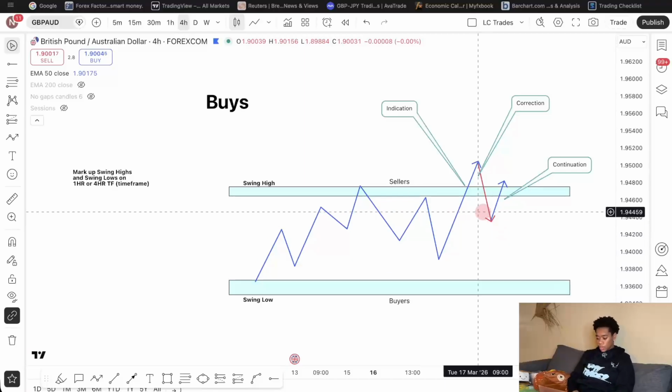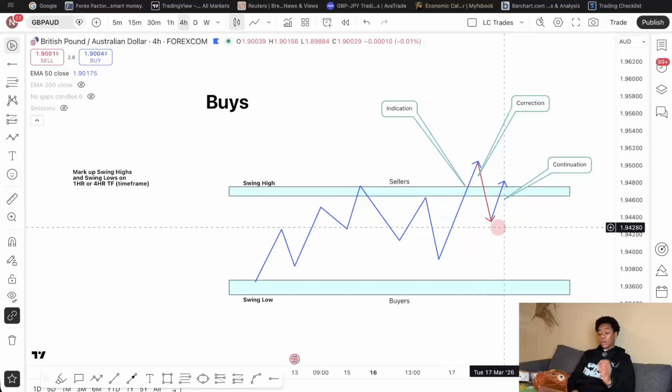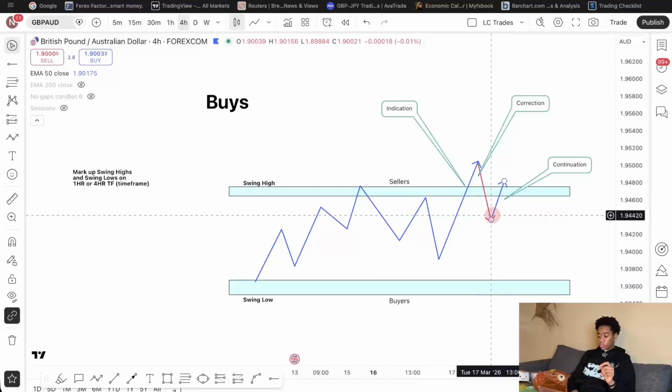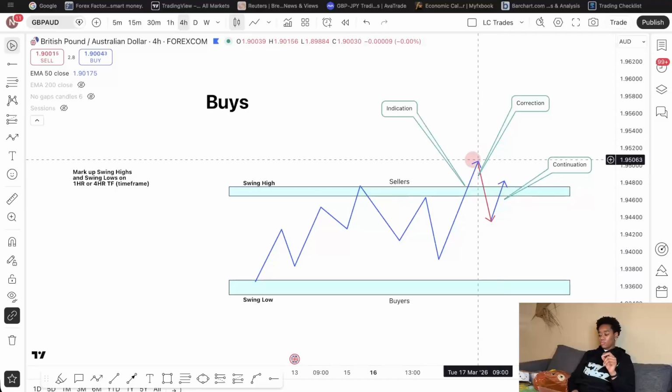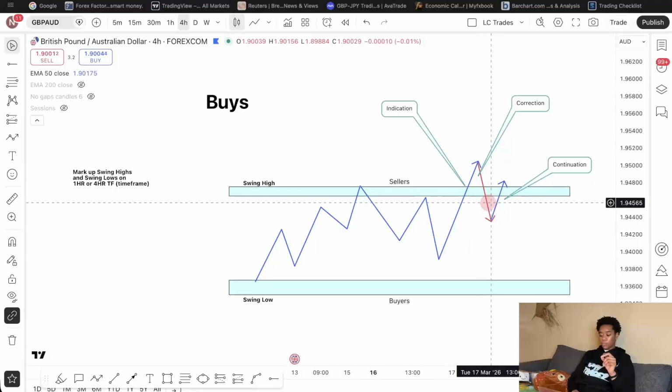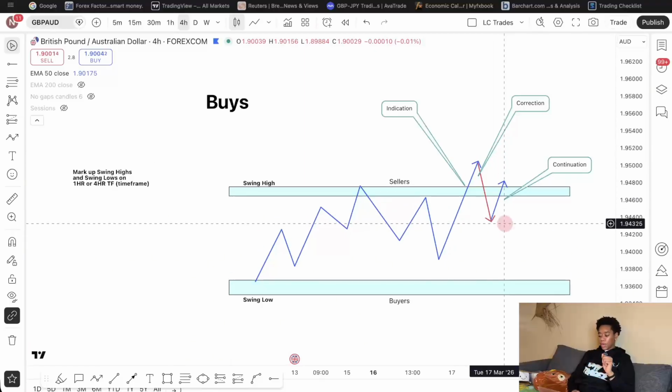It could correct right here, it could correct right here, it could correct right here, wherever it does. Now, what you are waiting for your buy entries is the continuation, right? The continuation is going to be a break and close, keyword close, of the candlestick. Break and close above this seller's box again. The difference is that we got that retest. Price was a little tired. Price is now waking up and is like, yep, actually, I do want to buy. So that is the continuation.